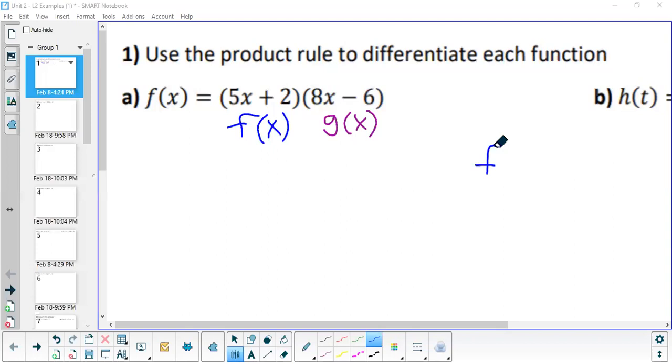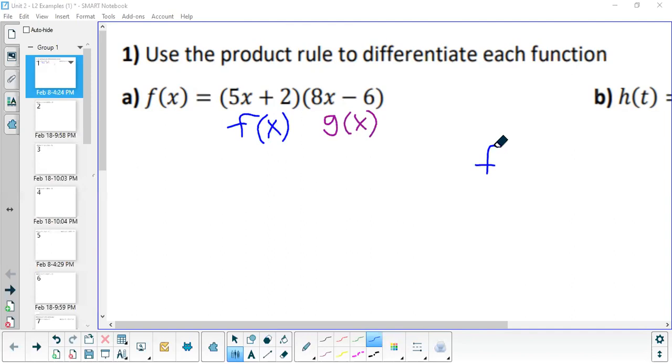So I've labeled the first binomial f of x and the second binomial g of x. That's to represent a product. Now, I could have chosen h of x, t of x, different letters, but I'm trying to stay consistent with the formula that I taught you right from the beginning, so there's no confusion.